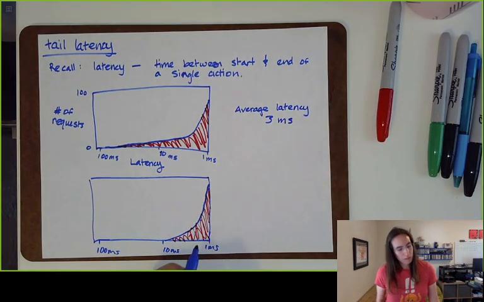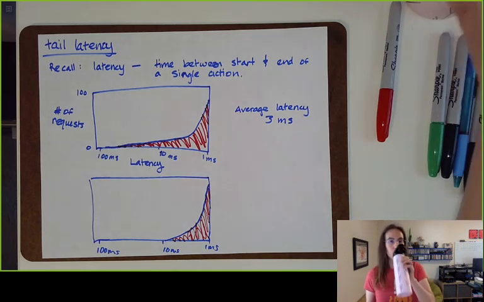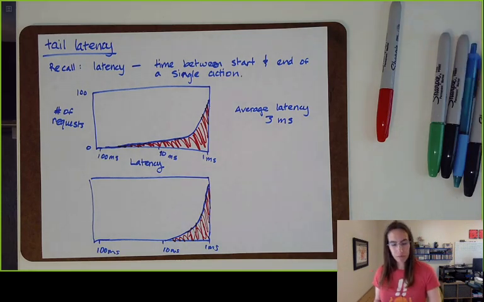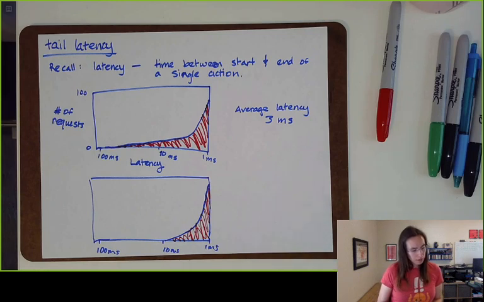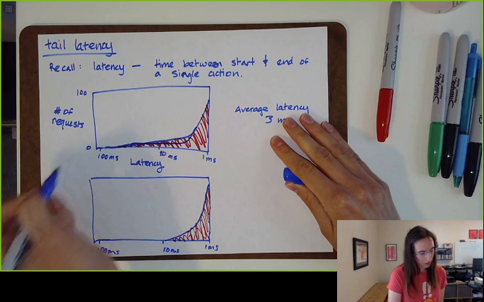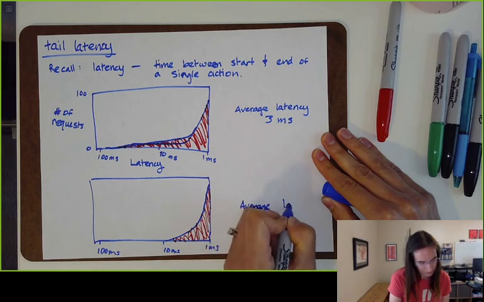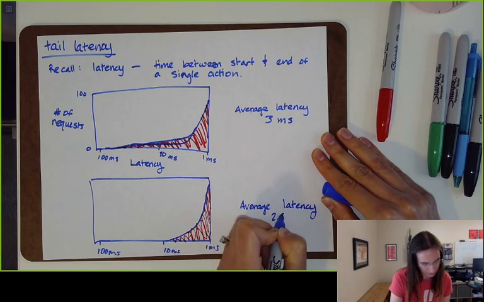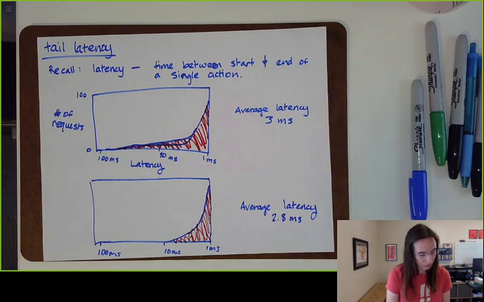What about this one? Do you think that the average latency in this picture is much different from the average latency in this picture up here? A little bit lower, yeah. But probably not that much lower, right? Now, what if this tail is really narrow? So the average latency here might be maybe 2.8 milliseconds or something like that, right? Now, those two numbers don't look all that different, do they?